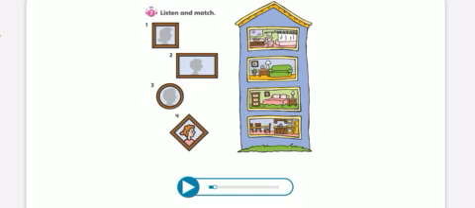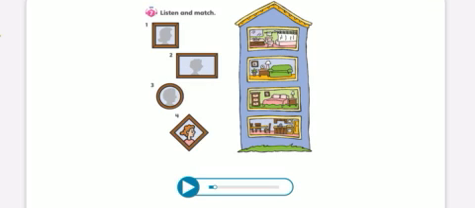Okay, let's start our English class. Yalla, get your book, your workbook, the white one. Your workbook, page number 48. Activity number 7. Our exercise number 7. Yalla. You have to listen and match.